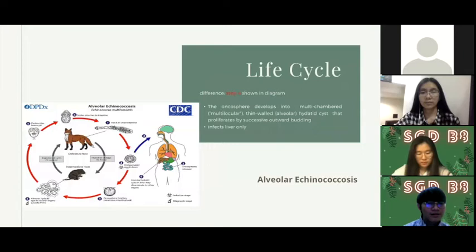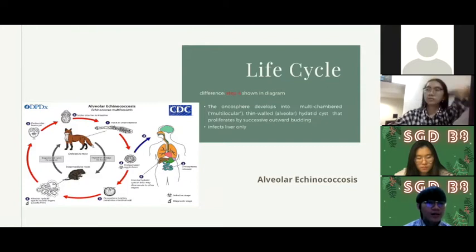And the next one is the life cycle of alveolar echinococcosis. This is caused by Echinococcus multilocularis and has a similar life cycle to cystic echinococcosis, but the difference is in step 4 shown in the diagram: the oncosphere will develop into a multi-chamber or multilocular thin-walled alveolar hydatid cyst that proliferates by successive outward budding, and it infects the liver only. The next one will be delivered by my friend.